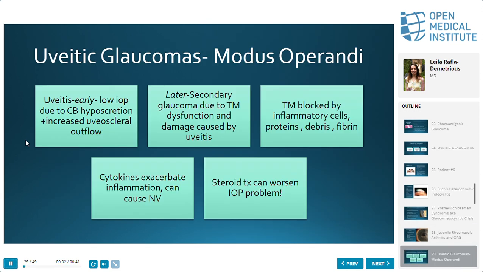So the uveitic glaucoma is just in general, right? What's happening here? Initially, when you have uveitis, your pressure is usually low because of ciliary body shutdown and increased uveoscleral outflow. But later on, as the trabecular meshwork develops dysfunction and you get damage caused by all the inflammatory cells and the proteins and debris and fibrin, their pressure will rise. Then cytokines can exacerbate the inflammation and also lead to neovascularization. Of course, we treat uveitis with steroids, but they can also worsen the intraocular pressure control problem. So it becomes this kind of vicious cycle and can be very challenging to manage.